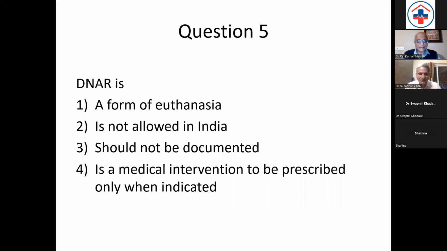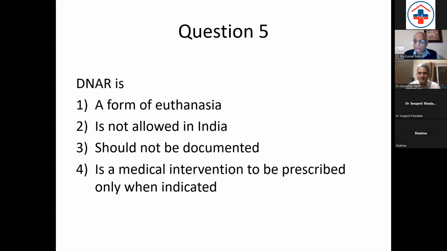So the two students have replied. It is option 4. Exactly. Well, whoever answered is spot on. It's not euthanasia at all. On the contrary, it is on the other end of the spectrum of foregoing of life support. It's not allowed in India, not correct.